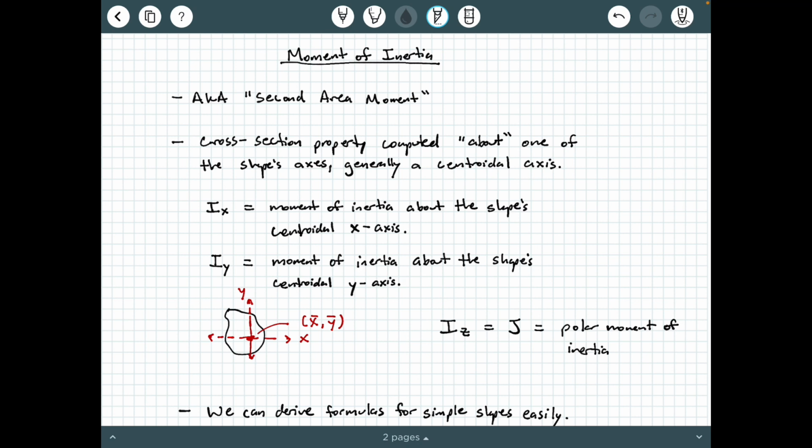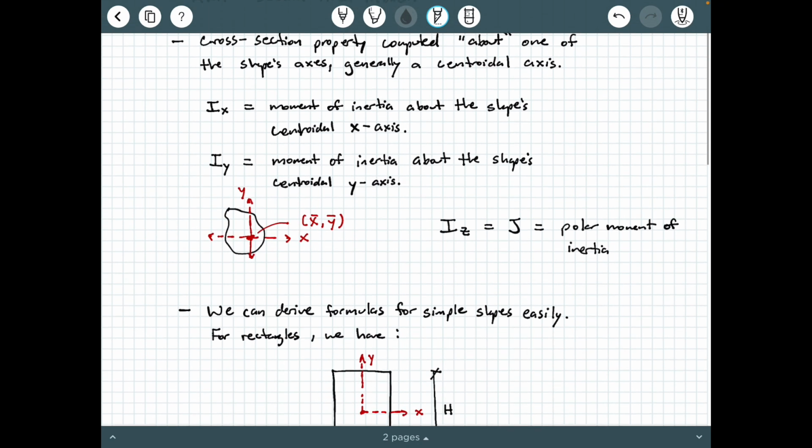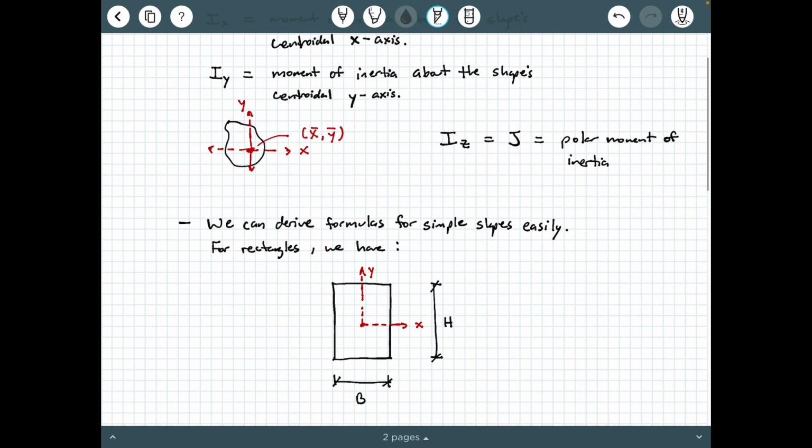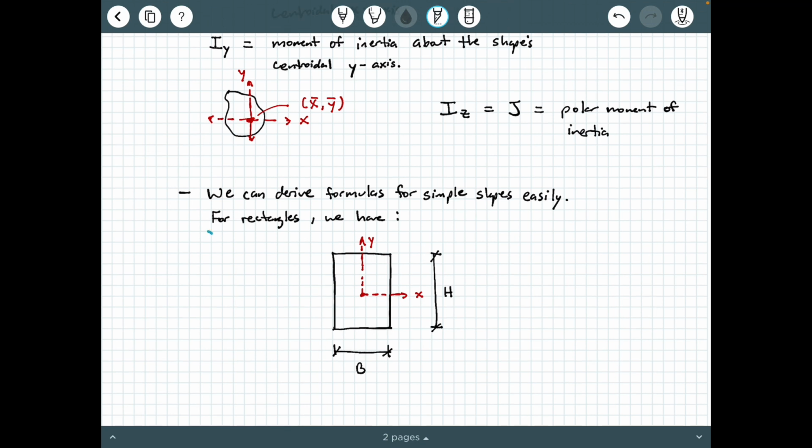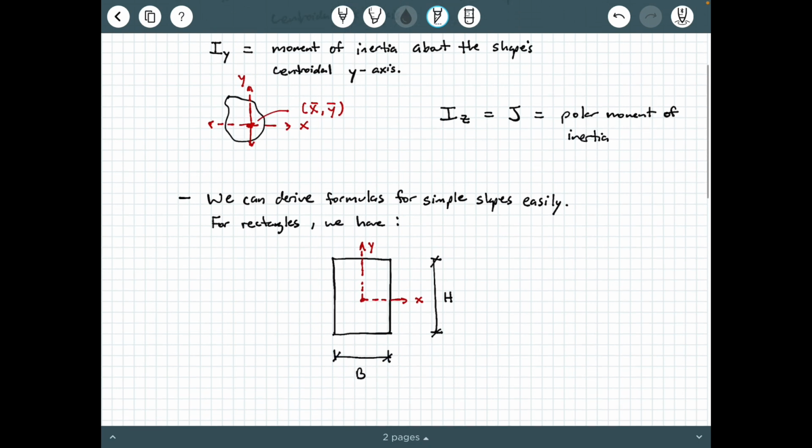So let's keep rolling. It turns out we can derive formulas for simple shapes pretty easily when we want to calculate a moment of inertia about a centroidal x or y axis. Now here I've drawn a rectangle. So let's start with a very simple rectangular shape. If you have a rectangle that has a base width of b and a height of h, then we know that its centroid is right smack dab in the middle. So what formulas do we have for Ix and Iy? Well, I'm not going to derive them. I'm just going to give them to you in this video.